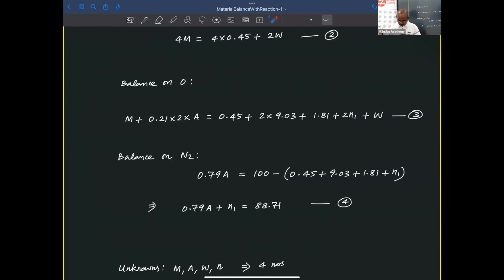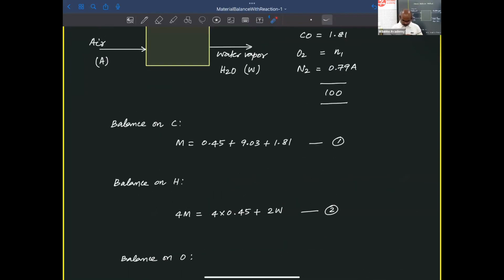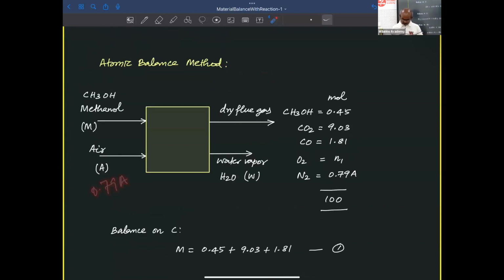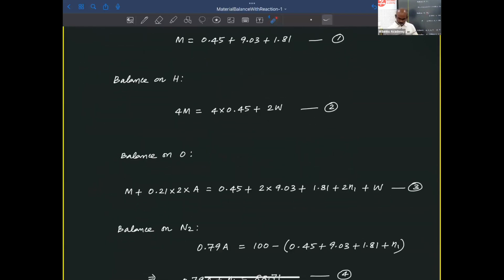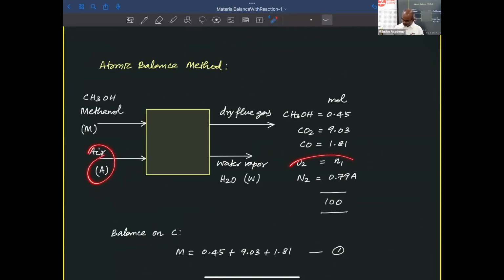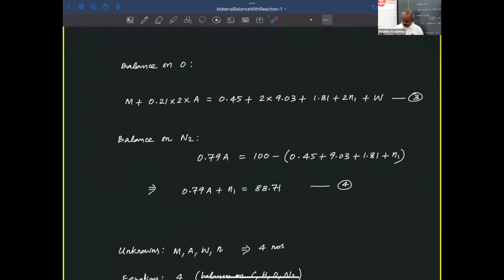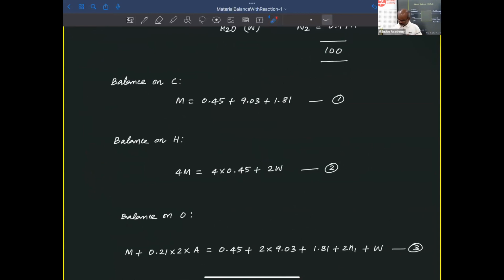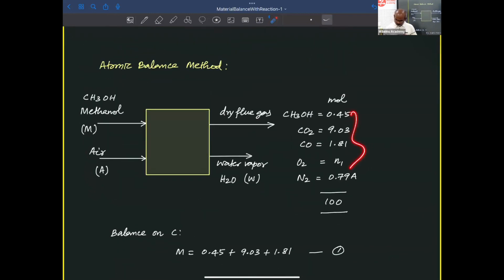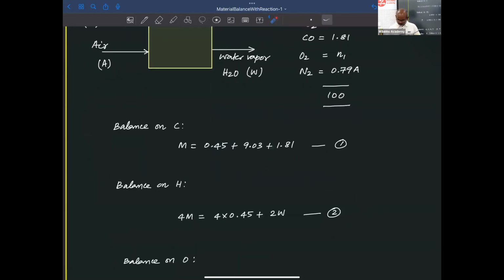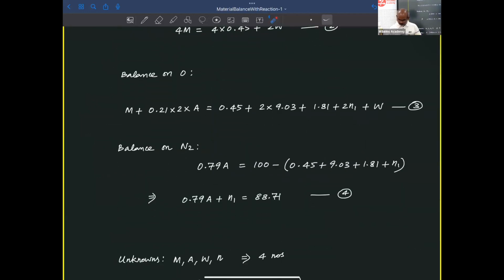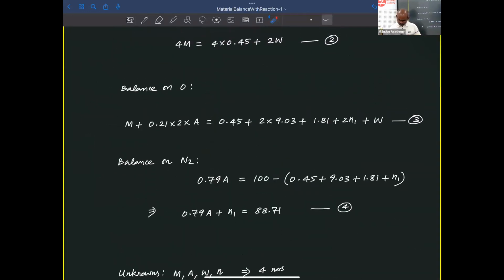And like that, balance on N2. N2 is 0.79 of A entering. Here, instead of an N balance, I am simply writing it as N2 itself, because whatever N2 is available here, I can simply write the balance on N2. N2 entering is this much, and N2 leaving will be 100 minus all these contents. If you write 0.79 A entering and 0.79 A leaving, that won't be a nice equation. Instead, you can write this in terms of 100 minus all these contents. So we have another equation. Here we have A and N1 as unknowns.